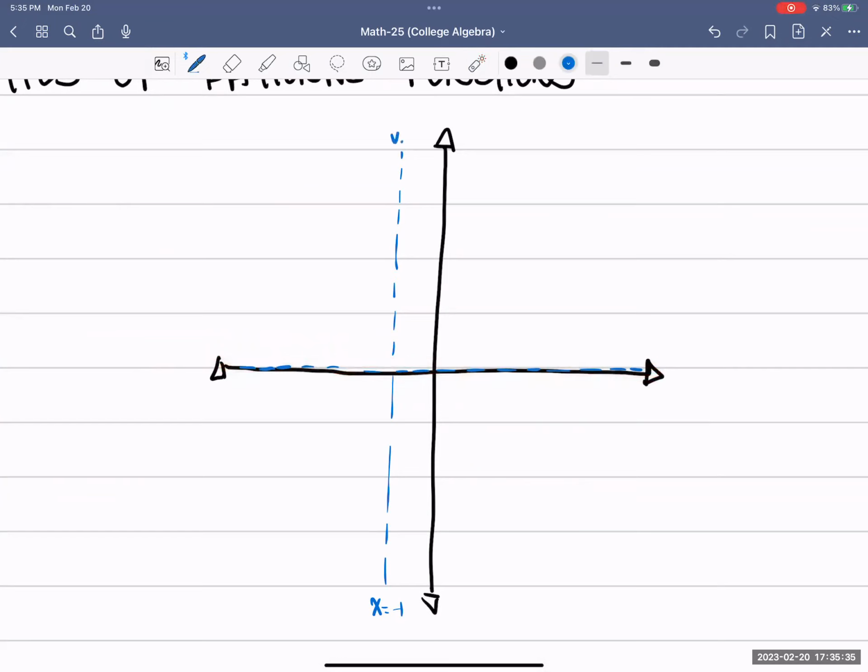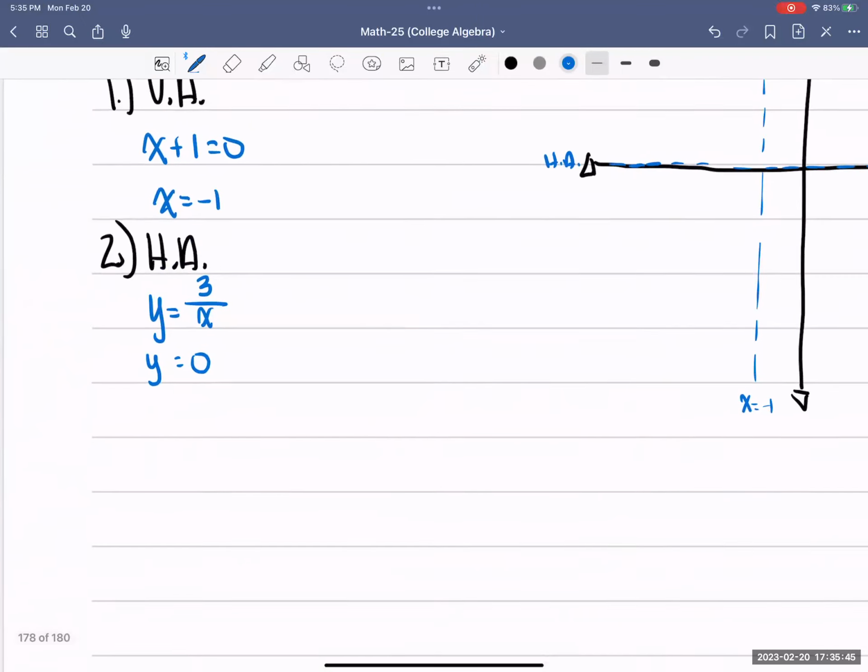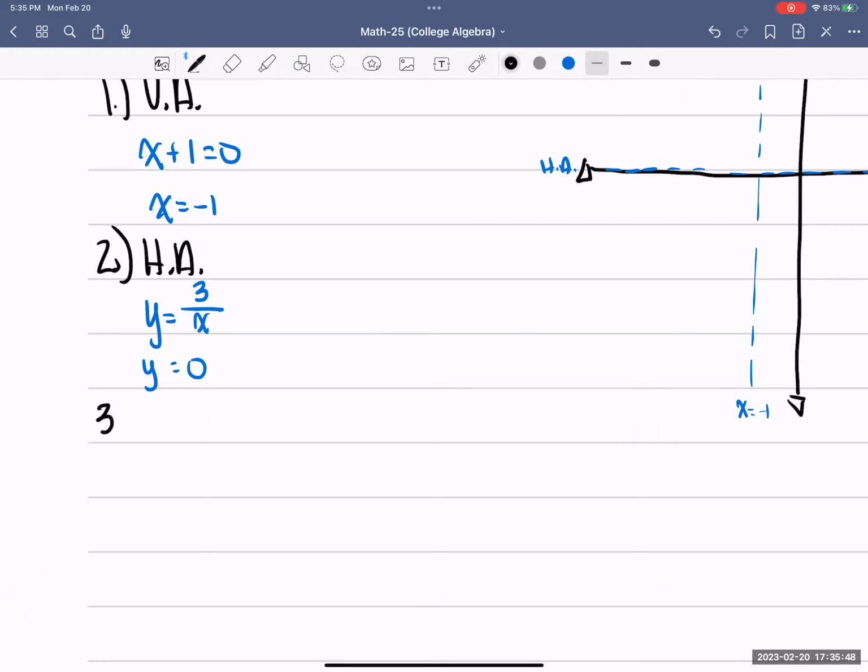Oh, I forgot to label this. Vertical asymptote, horizontal asymptote, y equals 0. That's our horizontal asymptote. Now let's go on to number 3, our y-intercept. Our y-intercept happens when x is equal to 0.